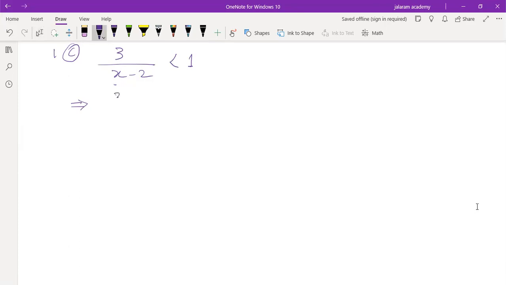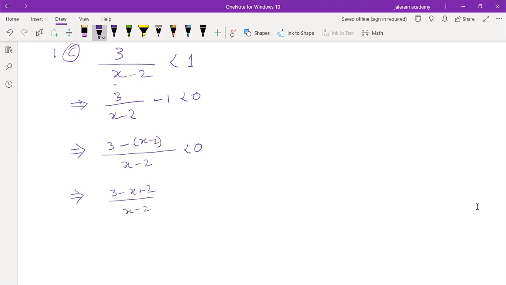So first we transfer this 1 to the left hand side. Then take the LCM, which is x minus 2. The numerator becomes 3 minus, in brackets, 1 into x minus 2, upon x minus 2 is less than 0. Is that clear to you? Now open the bracket: (3 minus x plus 2)/(x minus 2) is less than 0. It implies (5 minus x)/(x minus 2) is less than 0. Any doubt till now?